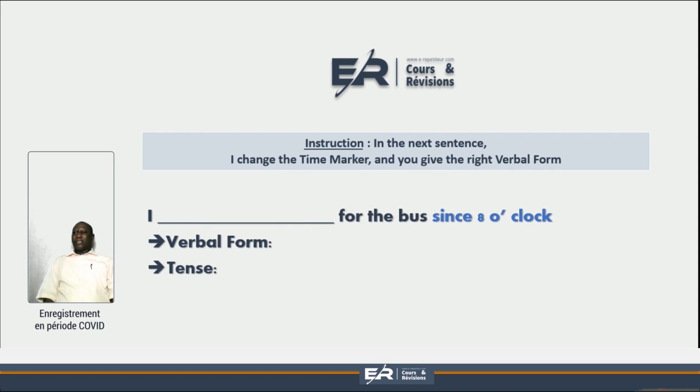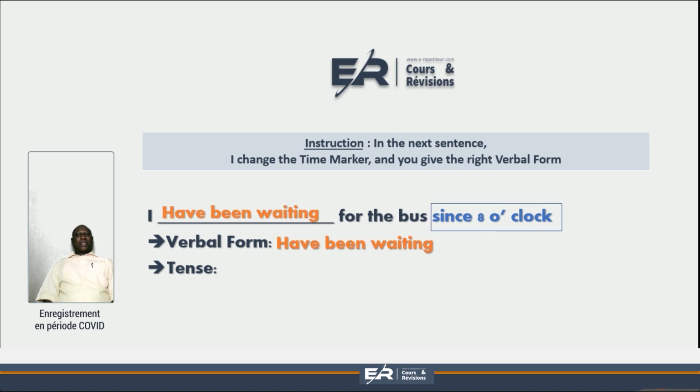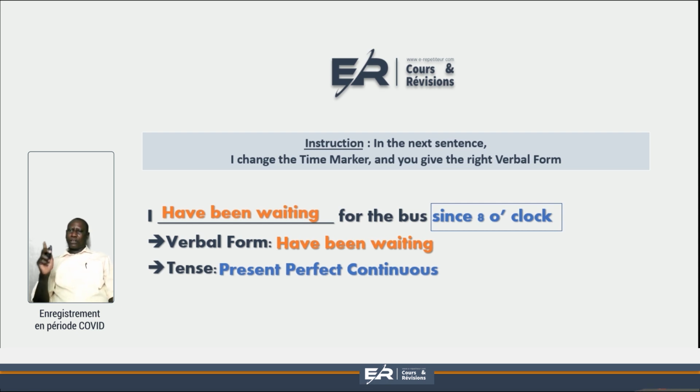I for the bus since 8 o'clock. Voilà, la présence de since. Verbal form. I have been waiting for the bus since 8 o'clock. Une longue action qui a pris du temps dans le passé, exprimée par le present perfect continuous. Present perfect continuous.